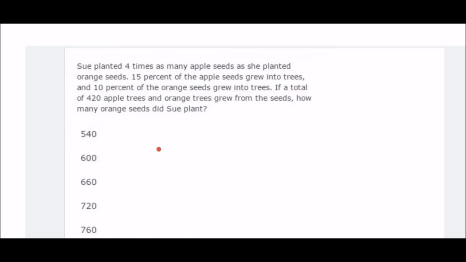Our next question is, Sue planted 4 times as many apple seeds as she planted orange seeds. 15% of the apple seeds grew into trees and 10% of the orange seeds grew into trees. If a total of 420 apple trees and orange trees grew from the seeds, how many orange seeds did Sue plant? So we'll analyze the question first. See the first sentence. Sue planted 4 times as many apple seeds as she planted orange seeds. So that makes apple seeds 4 times orange seeds. First equation.